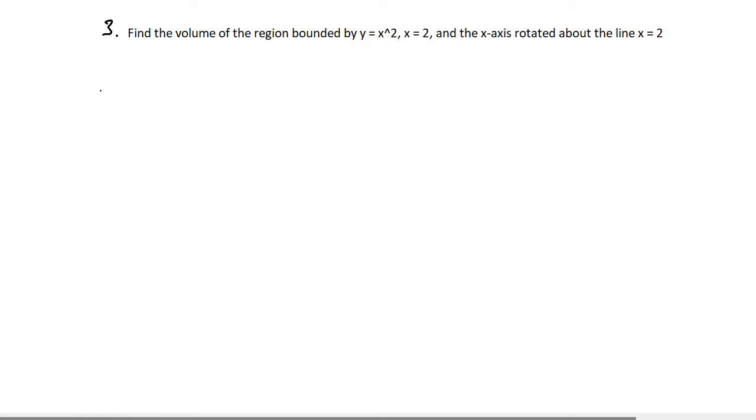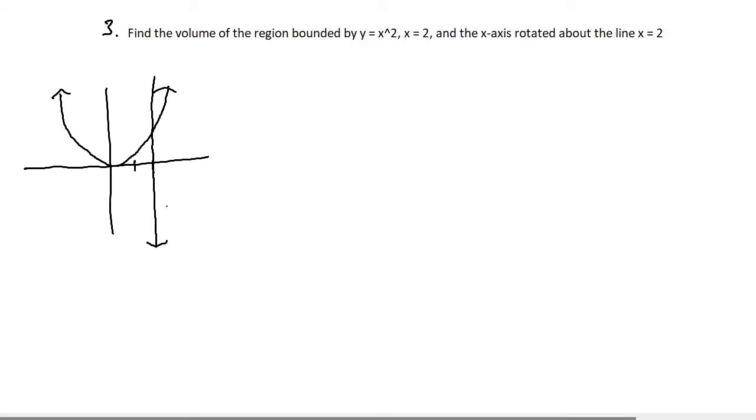So if I were to draw a quick sketch of this, we'd have y equals x squared, x equals 2, and the x-axis. So the shaded region, or the region being bounded by those graphs, is the region that we're going to rotate about the line x equals 2. So we're going to rotate that region around this line.